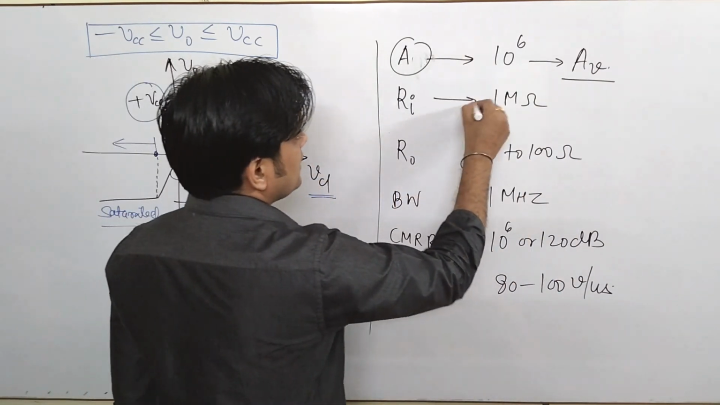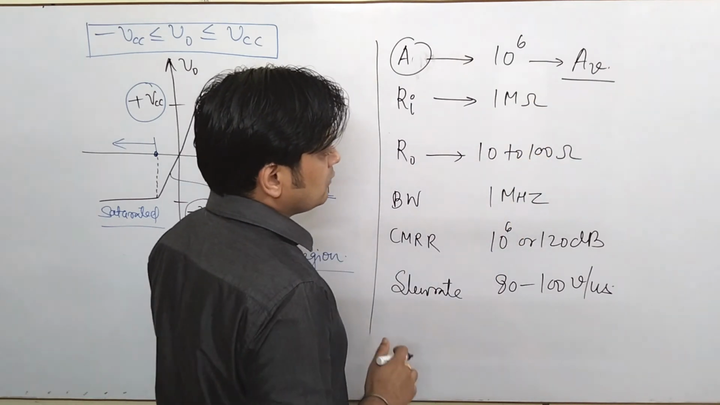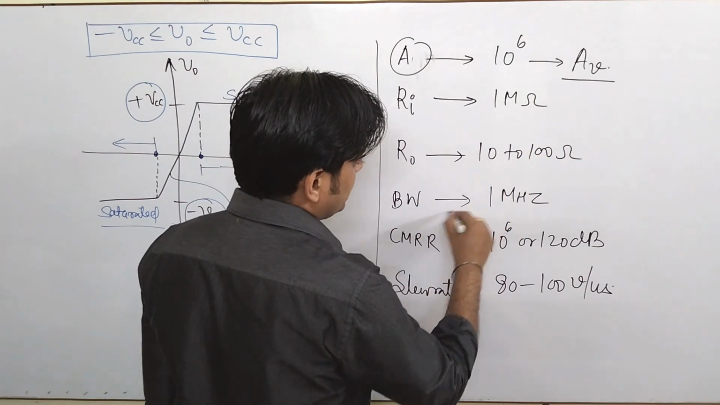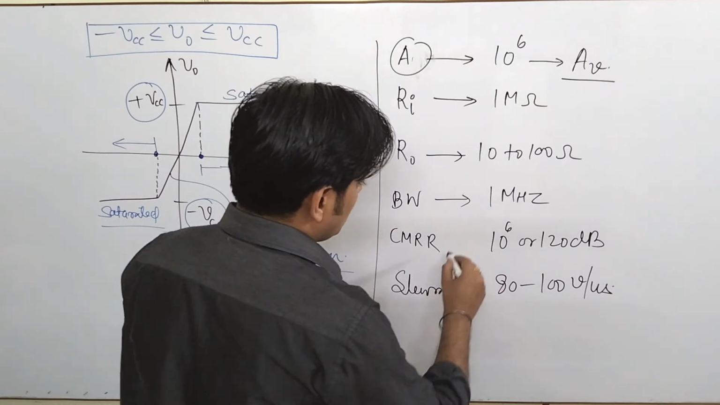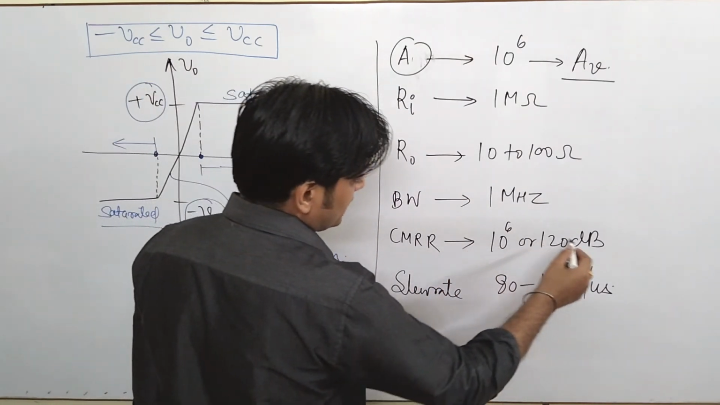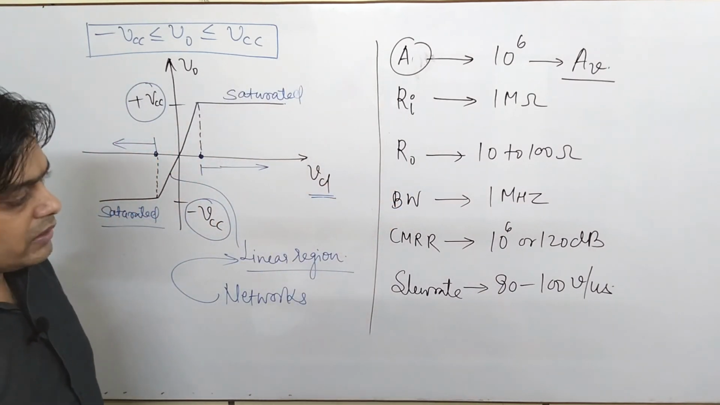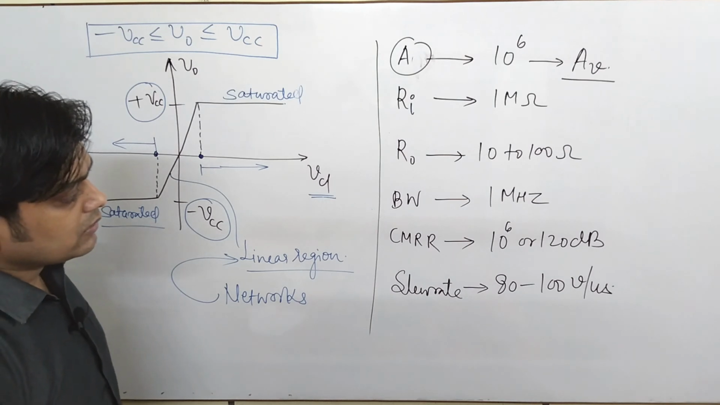This is your Ri, input resistance in the range of 1 mega ohm, R0 in the range of 10 to 100 ohm, and bandwidth is around 1 megahertz. It's a kind of useful frequency. CMRR is of the order of 10 to the power 6 or 120 dB, and this is your slew rate, which is around 80 to 100 volt per microsecond.